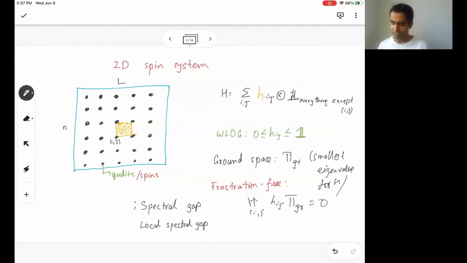So that's for the frustration-free model, and there are other notions as well. For example, the spectral gap of the Hamiltonian is the difference between the ground energy and the next excited energy.